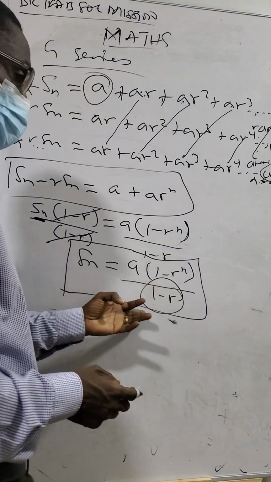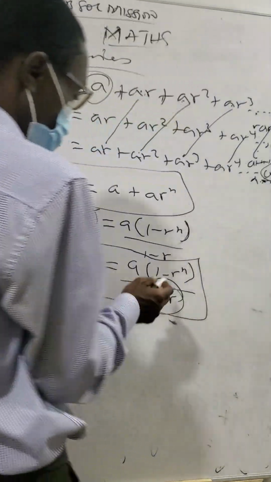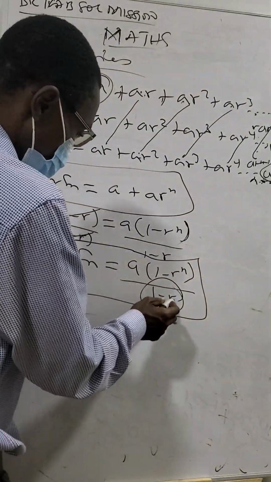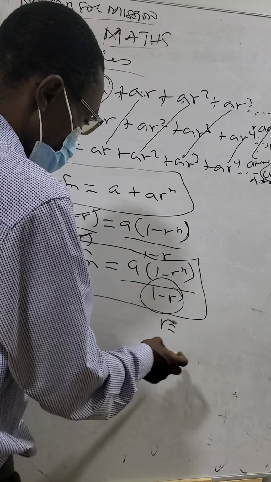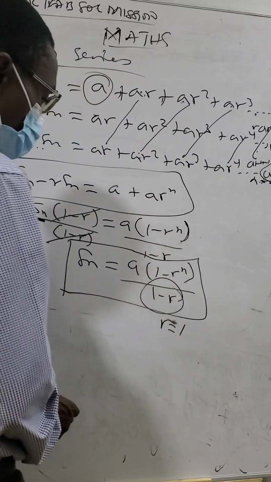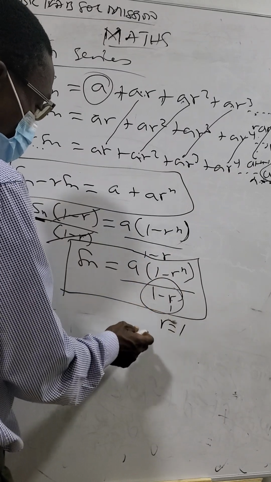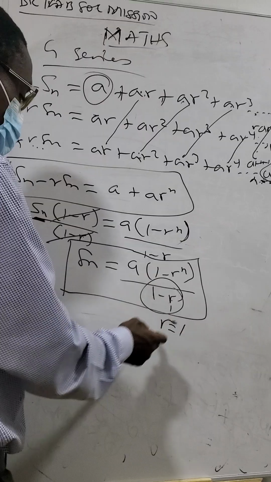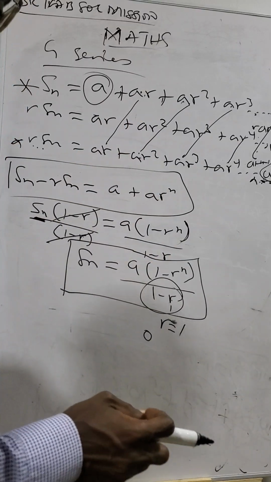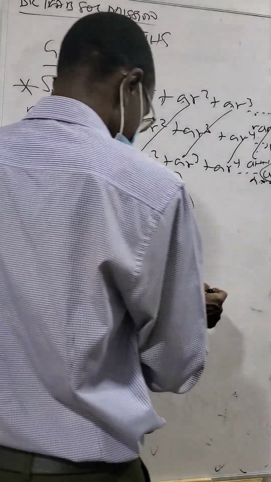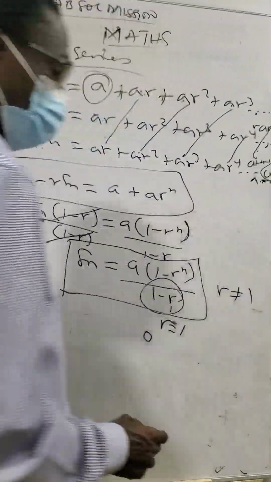Now, you see that when you have an expression like this, it is always good to take notice of the denominator. Now, if r, the ratio, happens to be equal to 1, what do you think will happen to this equation? It is going to be 1 minus 1, which is going to be 0. Of course, any number divided by 0 is not defined.